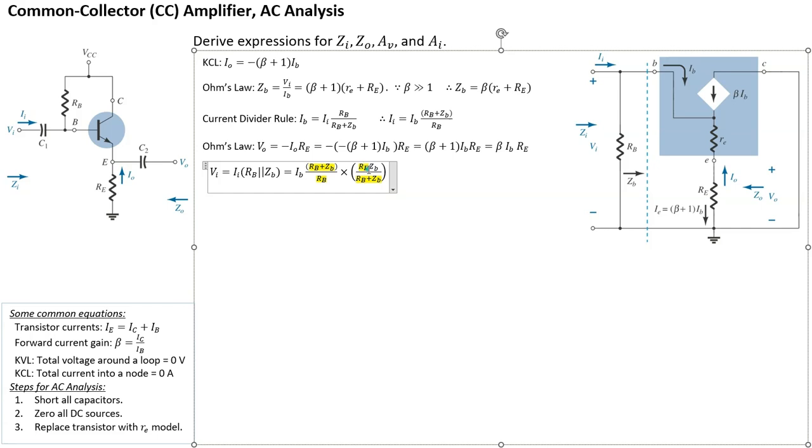Leaving just IB ZB, right? Equals IB ZB. All right, okay, so that's VI. So I think we have everything now. We have the four: II, IO, VO, VI, so we can work out our first component.